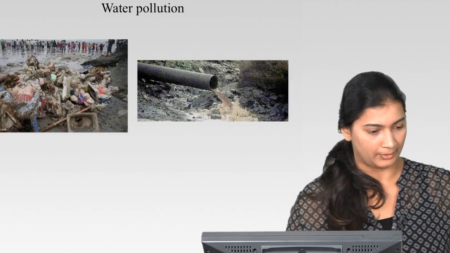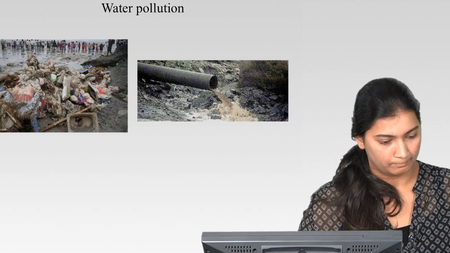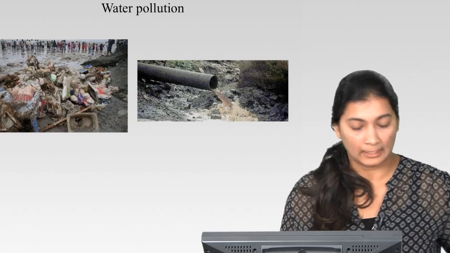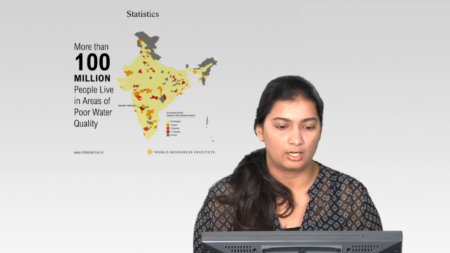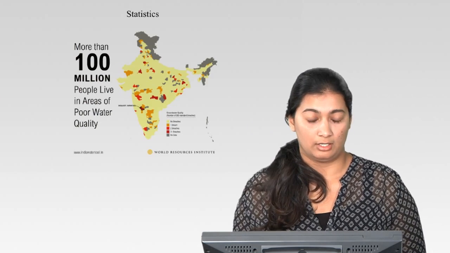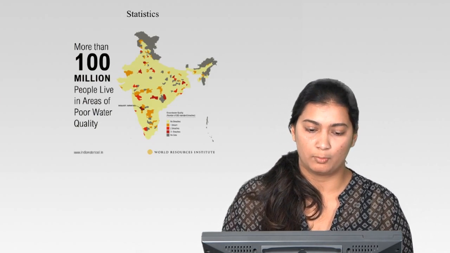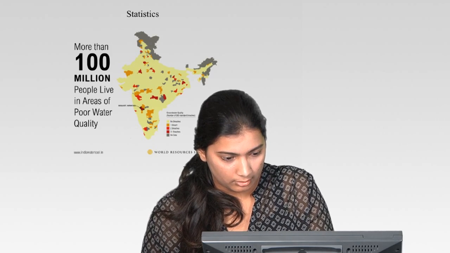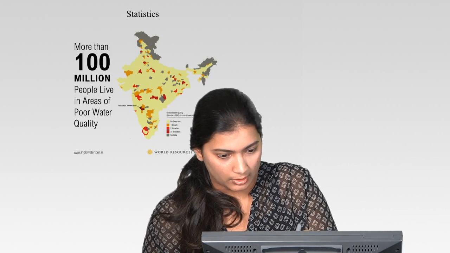So, water pollution. According to the statistics, more than 100 million people live in areas of poor water quality. You can see the areas which have breaches of more than the set standards, like the ones in red are the ones with the least water quality and maximum pollution.